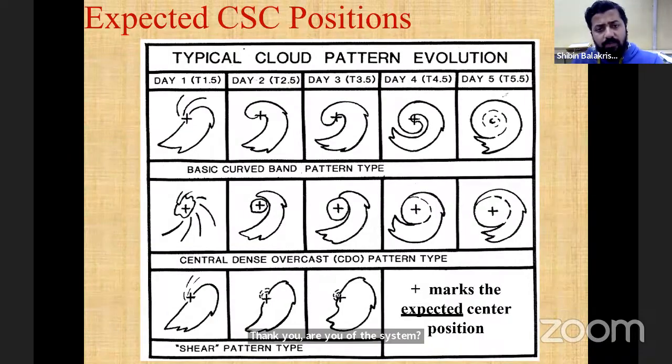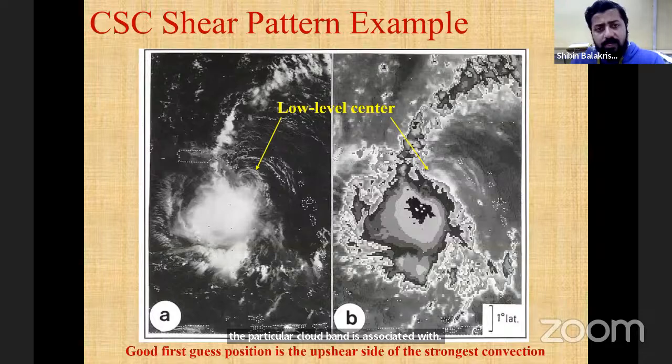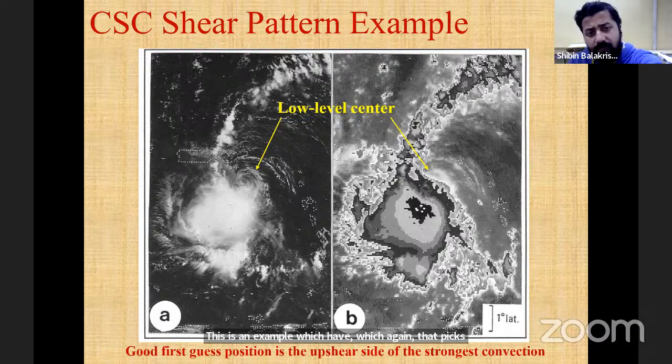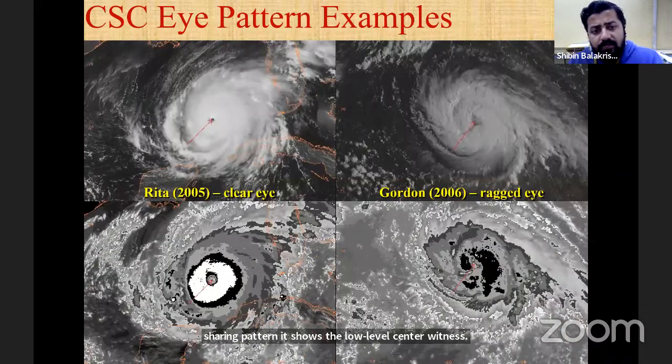These are typical information from your CDO and shear pattern, and how the eye information or the center of the particular cloud band is associated with it. This is an example which depicts your low-level center in the shearing pattern, where the low-level center is to the side of the strongest convection area. This also gives you information about the distinct eye, which you can see on the left, and the image below is the enhanced IR BD curve. The right one is your ragged eye, where the eye is not very distinct, followed by the BD image given below.